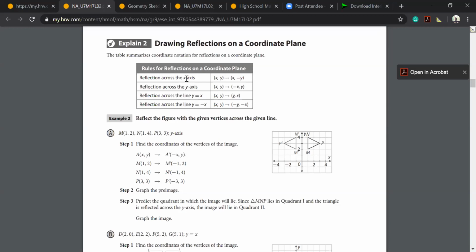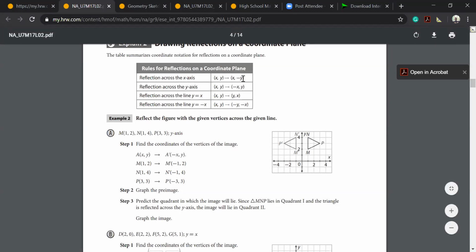Again, across the x-axis, put a negative to y. Across the y-axis, put a negative to x. Across y equal x, put them as they are, y and x. And then across y equal to negative x, the last one, I'm going to add a negative in here and add a negative in here.